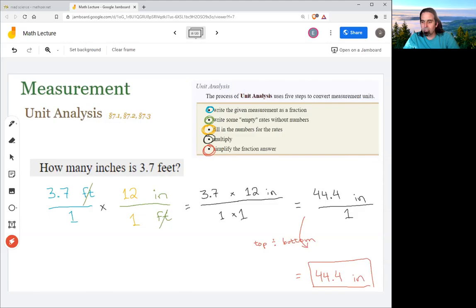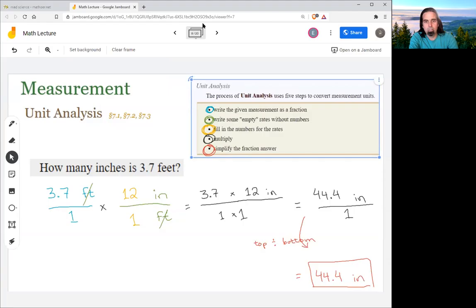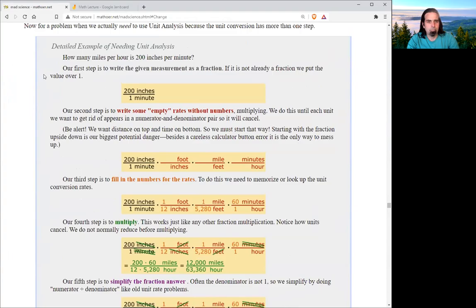A question I expect is, wasn't this a lot of work for just times 12? And the answer is yes. If you were someone that did a lot of carpentry and it was something your brain knew very well, that to go from feet to inches, I do times 12, then I would not do it this way in real life. There's other ways to do easy measurement problems, but this way lets us reliably do hard measurement problems. So, let's look at one of those.